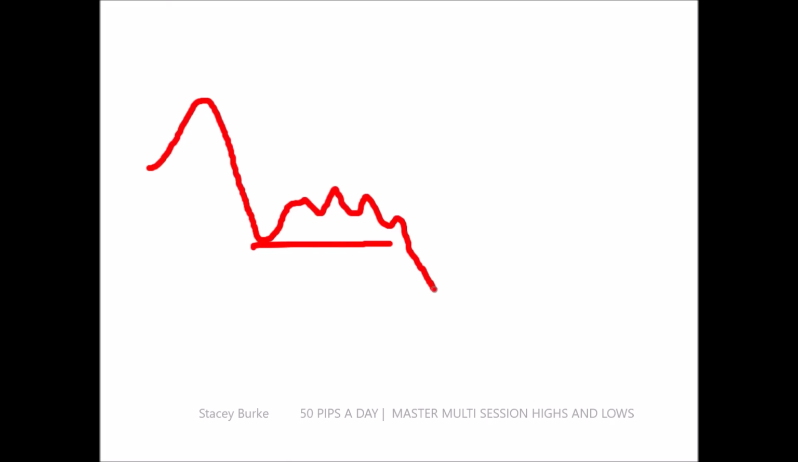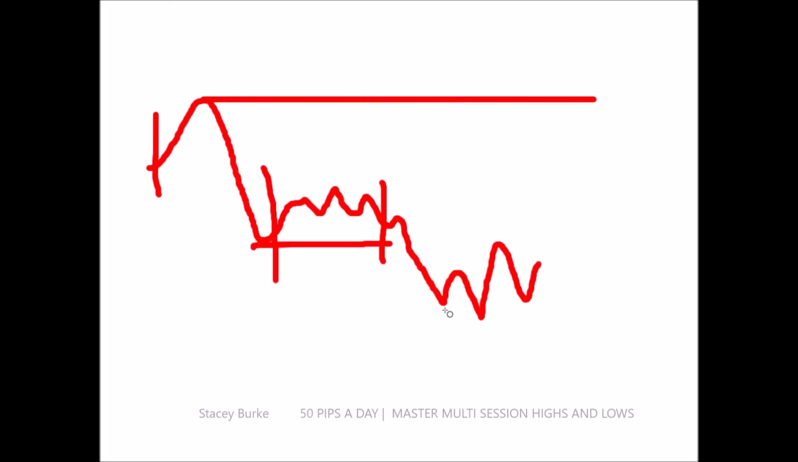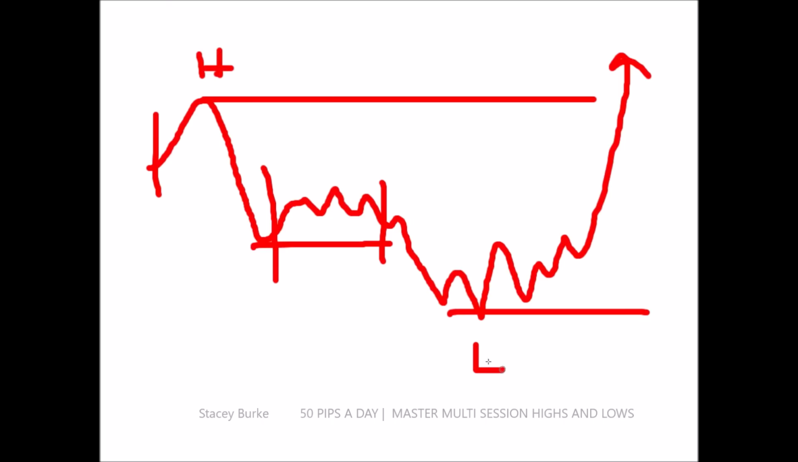And so coming back to sessions, we have US, we have Asia, and we have Europe-London. And so this is where we may have a low put in place. So we have a US session high and we have a Europe-London low for a potential US session trade back to the high of the day. So we have our high and our low.